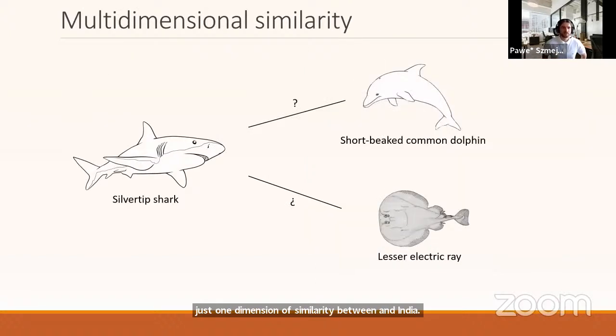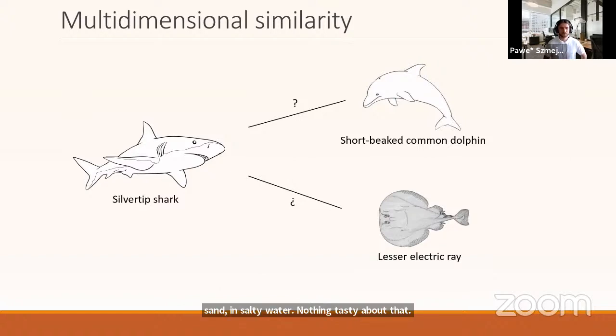So knowing that we have multiple dimensions of similarity, which entities do you think are more similar to a silver-tip shark? Would that be the dolphin or the electric ray? Now, intuitively, we would think, well, of course, dolphin and shark are more similar because they both kind of look like a fish, and the lesser electric ray looks like a pancake, and not even a tasty pancake. It looks ugly. It lies on the bottom of an ocean covered in sand and salty water. Nothing tasty about that.